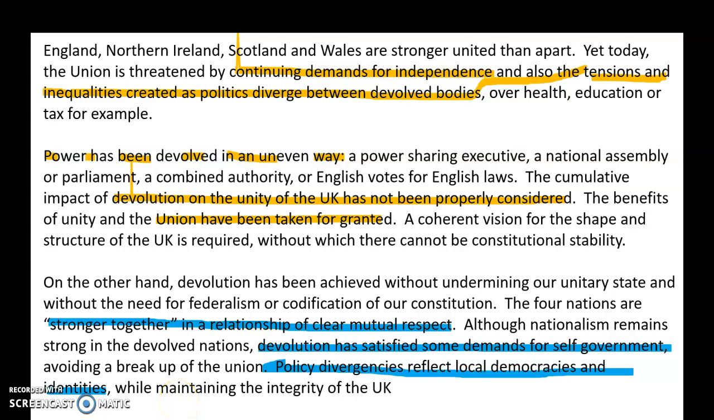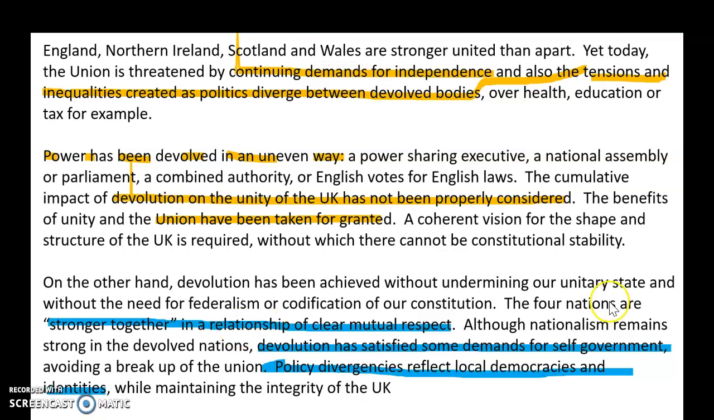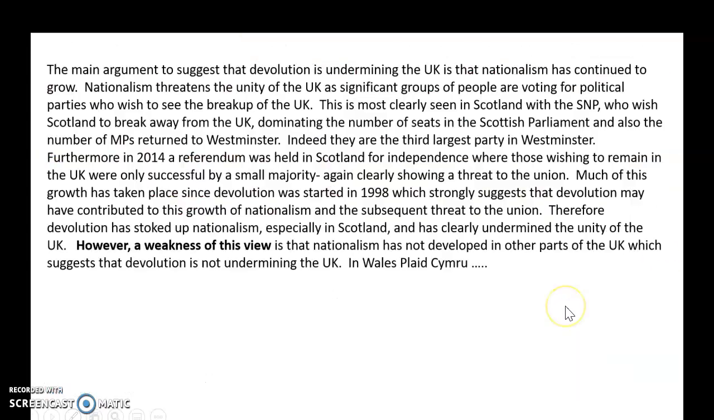So, where I left you before was that we had the source, we'd identified the arguments in the source to say that devolution is undermining the UK. We looked at the arguments, or we'd identified the arguments that devolution is not undermining the UK. I also went through how you would do this if it was a normal essay. Whilst it was uploading, however, I wrote out a paragraph if this was a normal essay without the source.